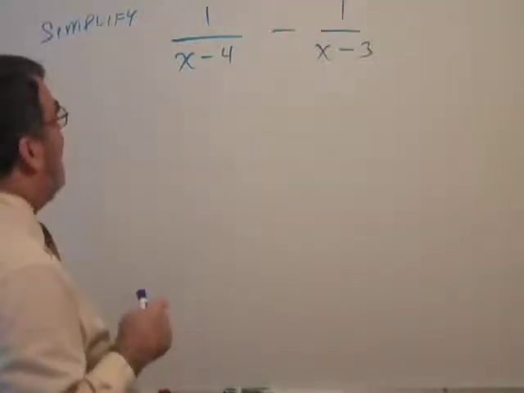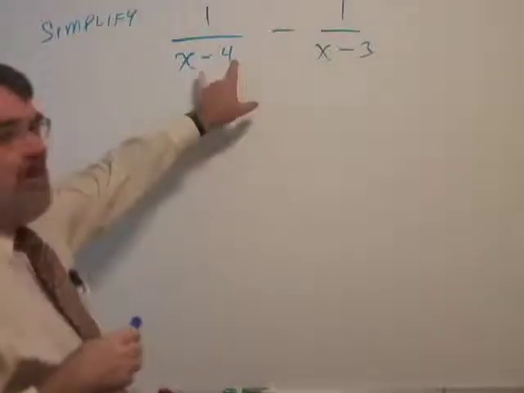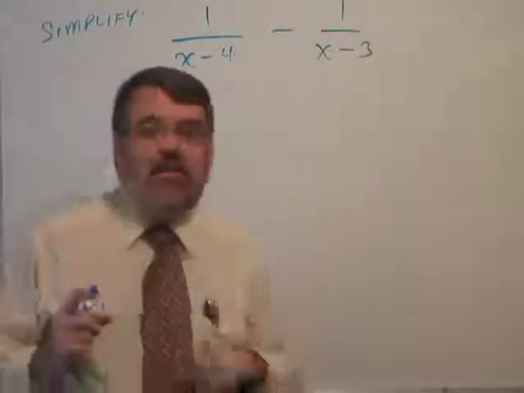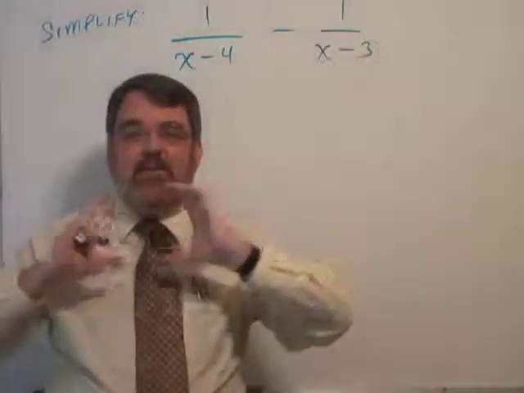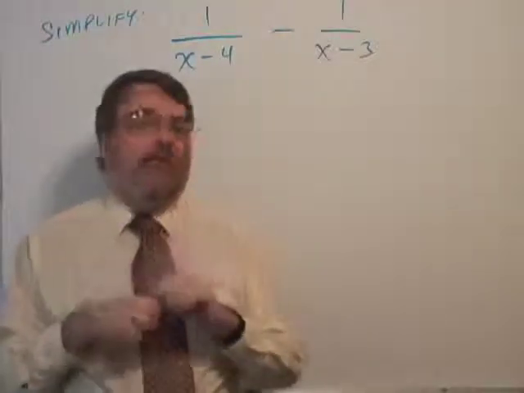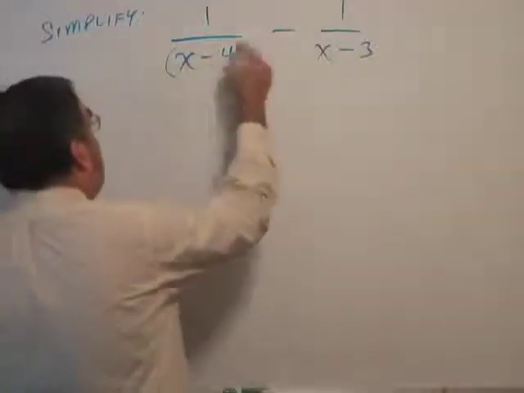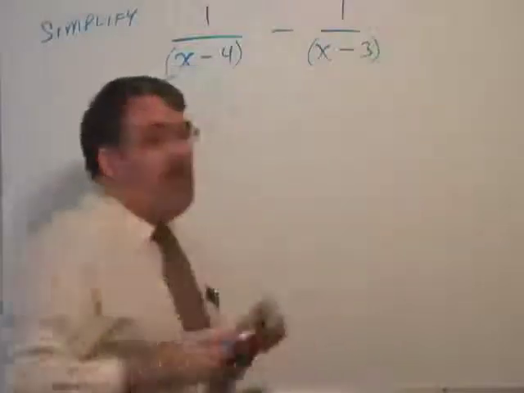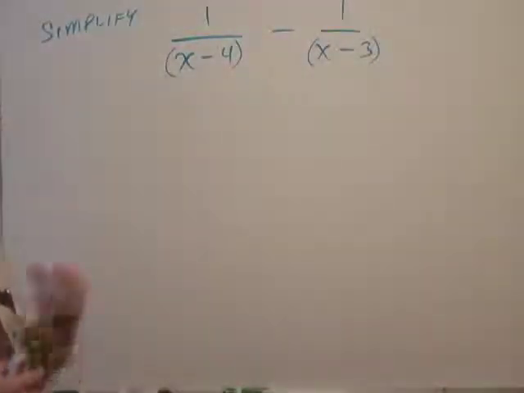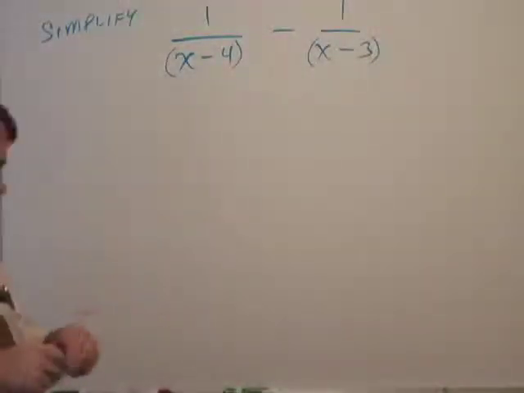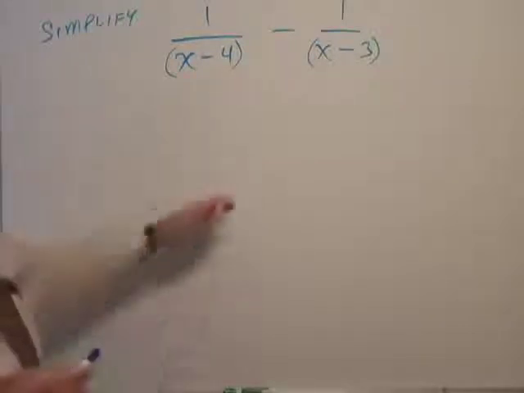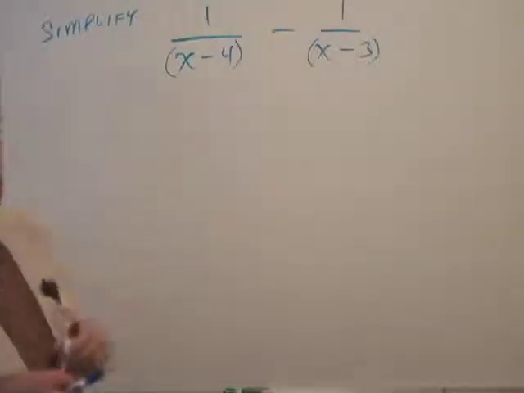Now, you've got to think about x minus 4 as the denominator of that, as a single quantity. x minus 4. And same with x minus 3. That is the denominator. It's a factor, in other words. And so I can't add or subtract to a denominator and a numerator.